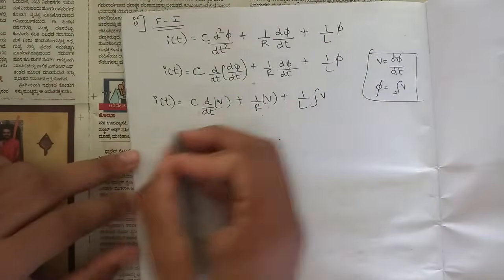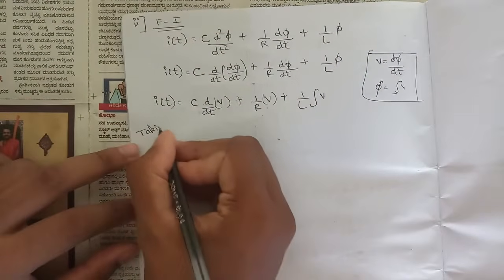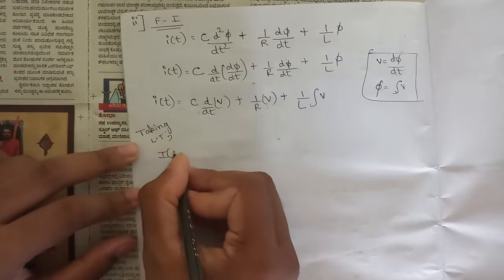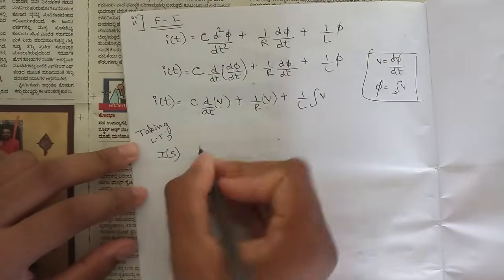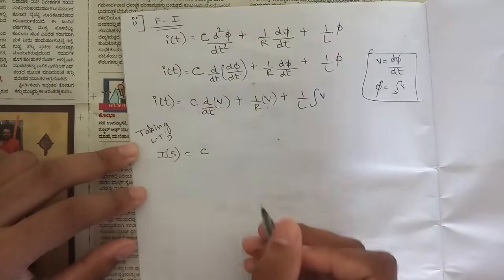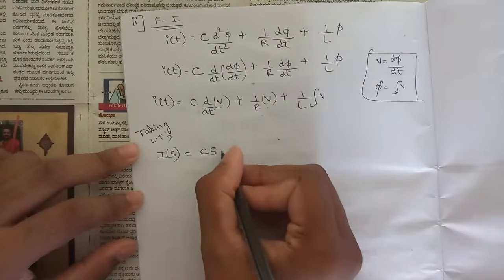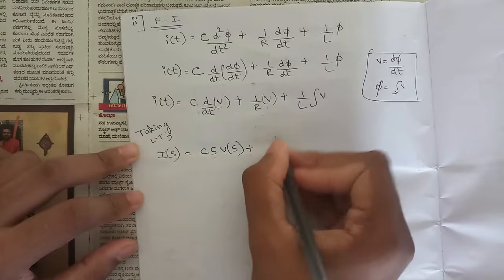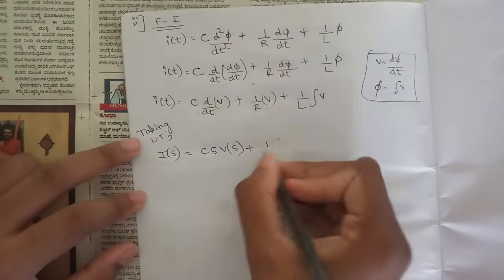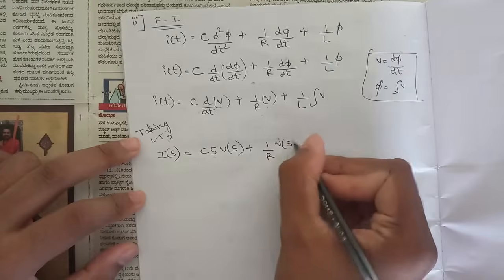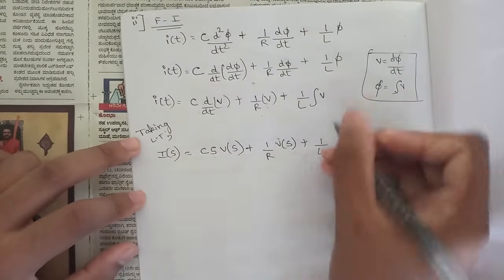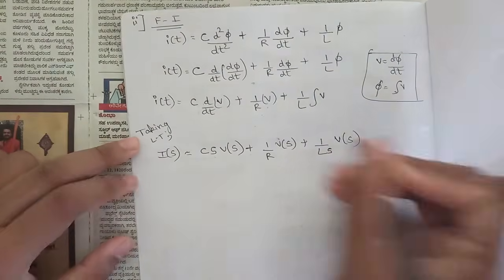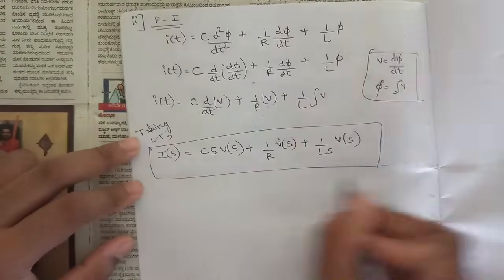Now we need to apply Laplace transform. So writing again, taking Laplace transform, this I of t would be replaced by I of s again, t domain would be replaced by s domain, C and d by dt is replaced by s, V is replaced by V of s, plus 1 by R into V of s again, plus 1 by L, and integration is replaced by 1 by s, so 1 by Ls into V of s. So this is your FI Analogy equation.